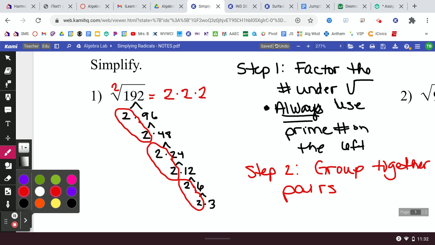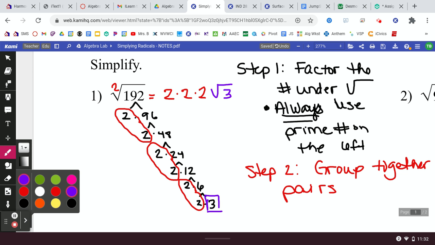Now, what about the poor guy that doesn't have a pair? What do you think happens to him? Can he break loose from radical jail? Does he have a pair? Is there 2 of them? So that means that one is still trapped underneath. It cannot be broken loose because it doesn't have a pair. And I like to use the circles and squares. That to me visually helps keep me straight of what's coming out and what's staying in.